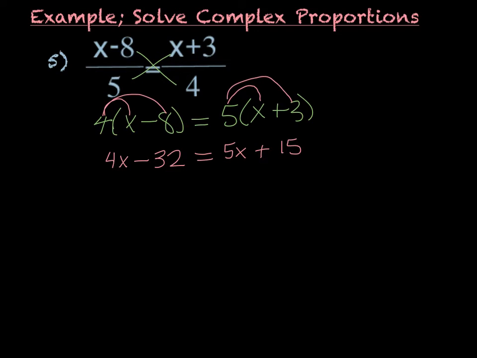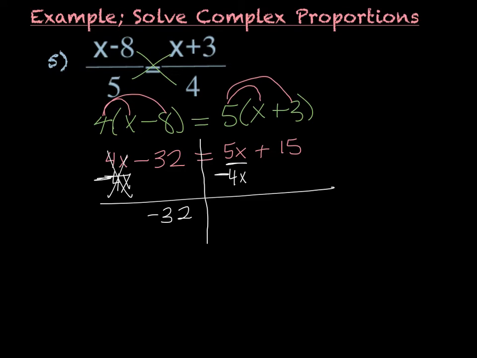Now what we have to do is put our common things together. So I need to put the 4x with the 5x, and that is across the equal sign, so that means I have to do the opposite. So I'm going to subtract 4x to get it over with the 5x. Subtract 4x from both sides, and that gives me negative 32 equals 5x minus 4x is 1x, or just x, plus 15.